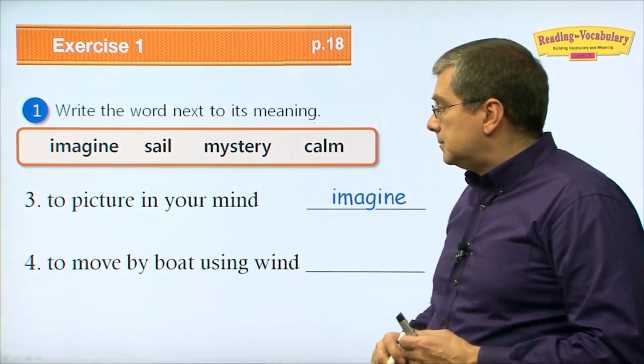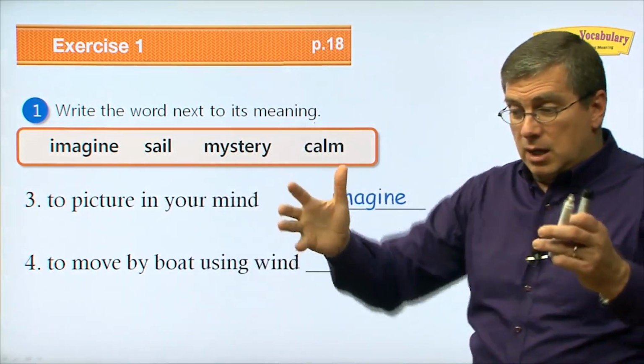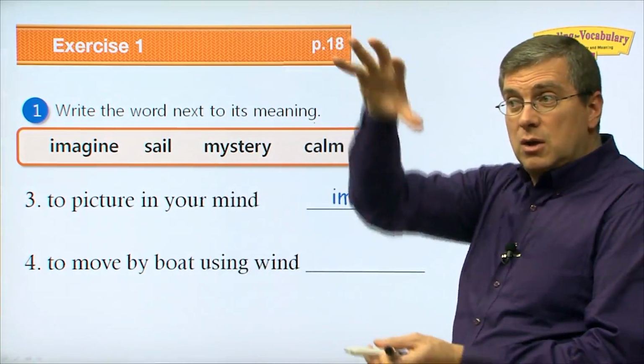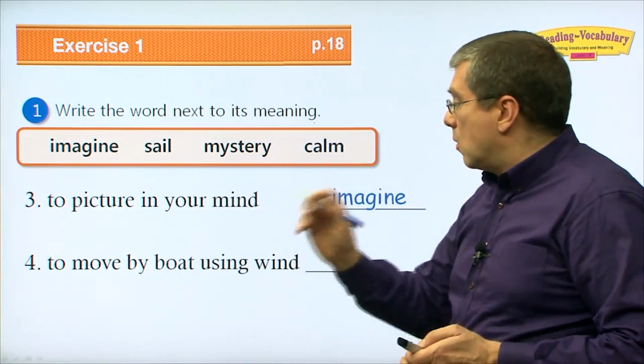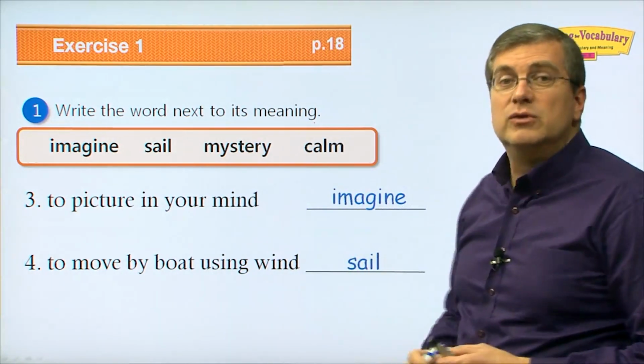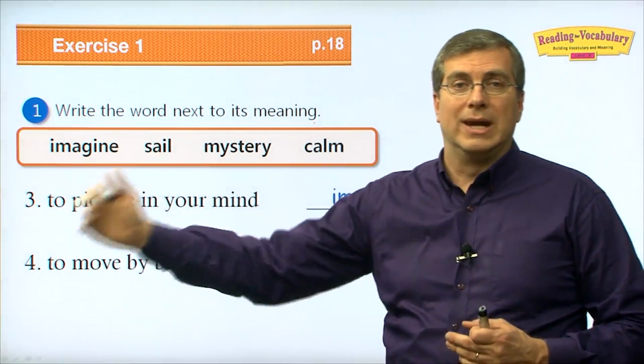Number 4, to move by boat using wind. We talked about this, right? A boat that has a big piece of cloth and the wind blows that cloth and you move across the water. What do we say? We say that is to sail. To sail. To move by boat using the wind.